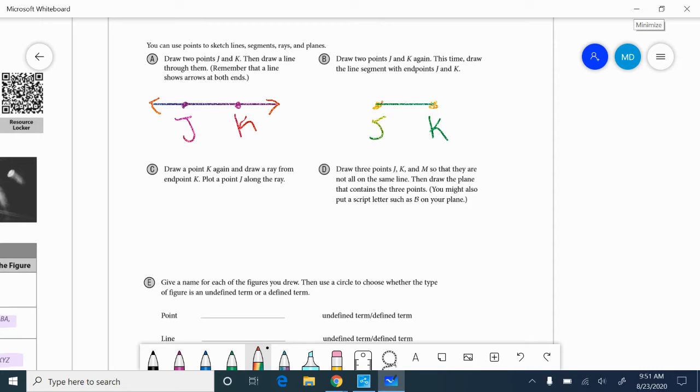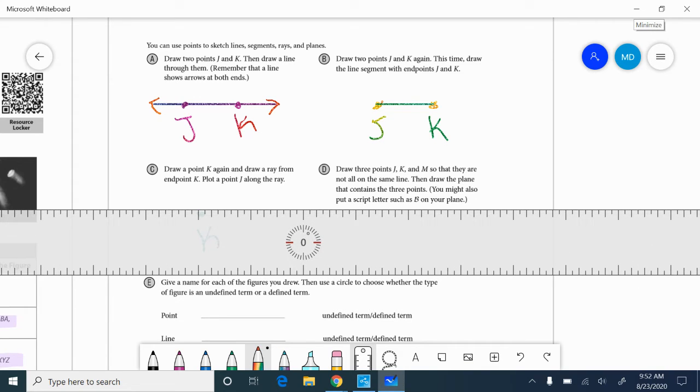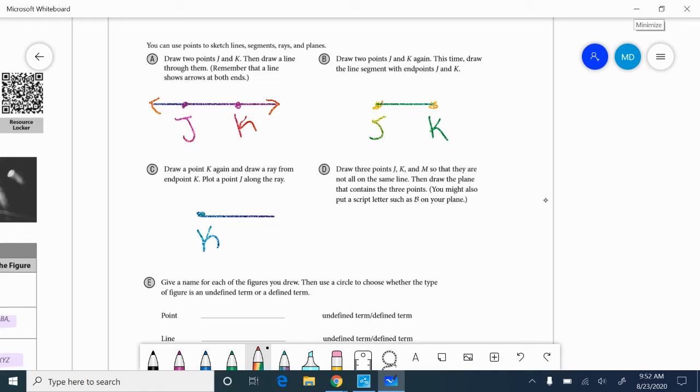C, draw a point K again and draw a ray from endpoint K. Right. So I'm going to draw a point K and draw a ray from endpoint K, plot a point J along the way. So I'm going to use this ruler. I'm going to bring it down here, and let me get it lined up for you. We'll do that. And point J along the way, which means it has to be included.